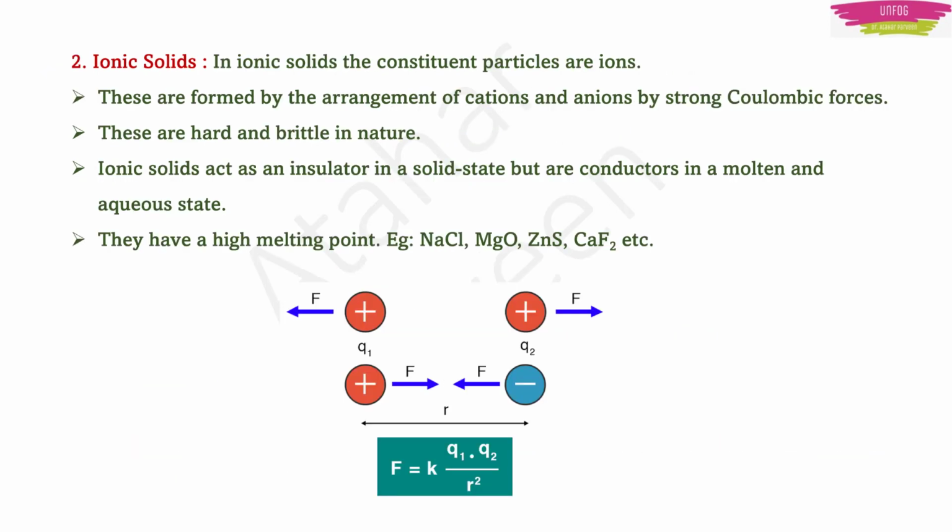Now let's talk about the next type of solids, the ionic solids. In ionic solids, as the name suggests, the constituent particles are ions, right? These solids are formed by the arrangement of cations and anions by strong Coulombic forces. Now what is this Coulomb force? Coulomb force is always there between positive and negative charges, or between positive charges, or between negative charges. Basically, this force is present between the ions, meaning the atoms which have charges.